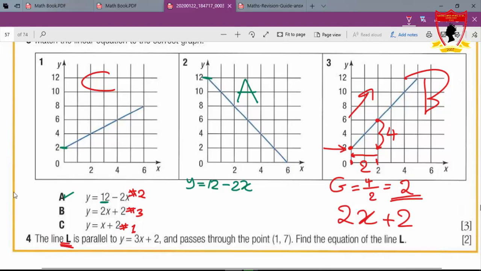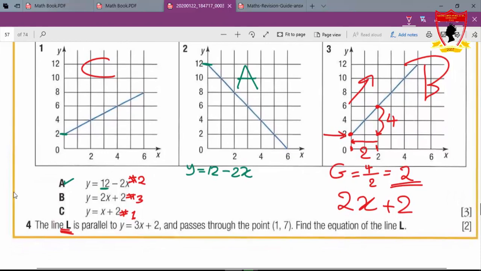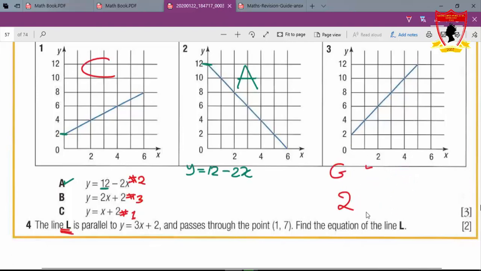Now, what we need to know: two equations are parallel if they have the same gradient. Remember this. Two linear equations have parallel graphs if the equations have the exact same gradient. Okay, now let's analyze this.